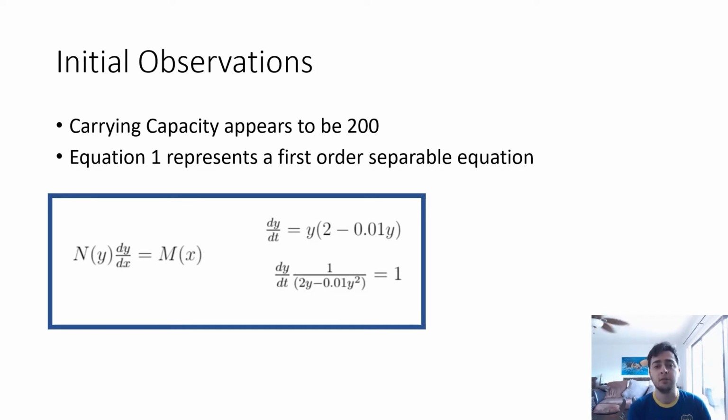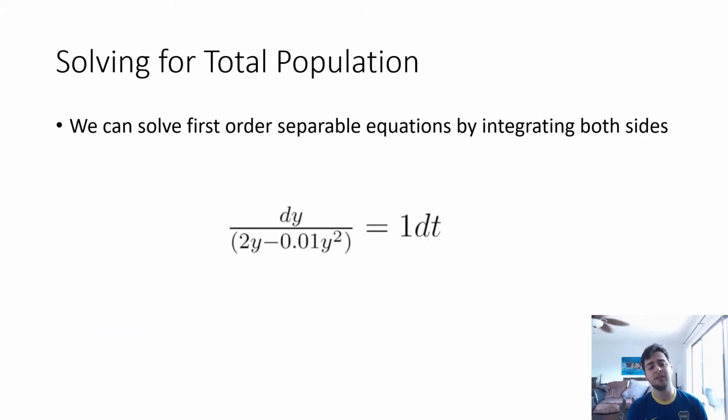We also can see that equation 1 represents a first order separable differential equation. In that rectangular box, you can see that we have on the left-hand side the standard form of the first order separable differential equation, and on the right-hand side we can see how I transformed equation 1 to match that standard form. This is very important because now that we know what type of differential equation we're dealing with, it makes it easier to solve.